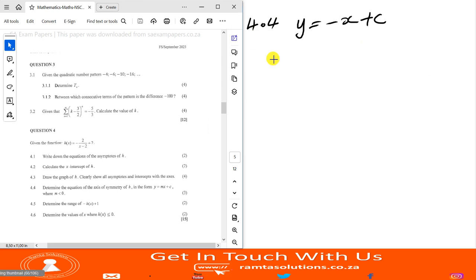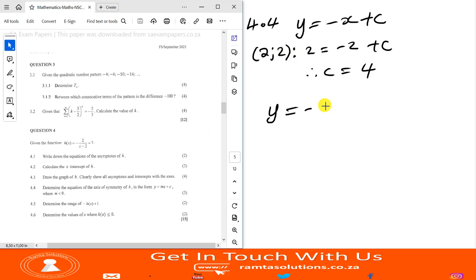Okay, proceeding. We say it's passing through the point 2 and 2. So where there's x, you put 2. Where there's y, you put 2. So this is 2 equals negative 2 plus c. Therefore, this means c equals 4. So we can conclude and say y equals negative x plus 4. This is the axis of symmetry with a negative slope. Okay. Perfect. Now let's head to 4.5.